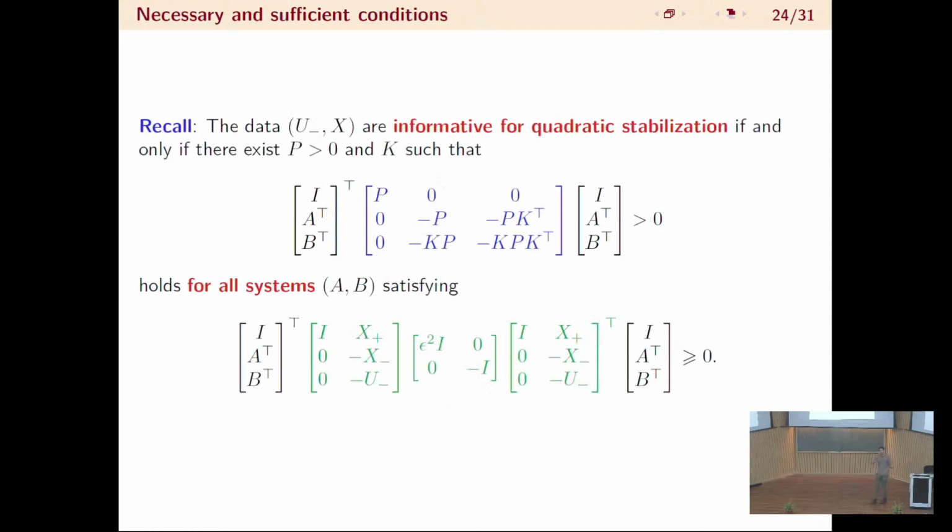So I just remind you of the definition, since it's a long time ago. We talked about this S lemma in the middle. We saw already that the data are informative for quadratic stabilization if and only if there exist these matrices P and K such that this quadratic inequality holds for all A, B consistent with the data, meaning satisfying this second quadratic inequality. Right? That's what we obtained before.